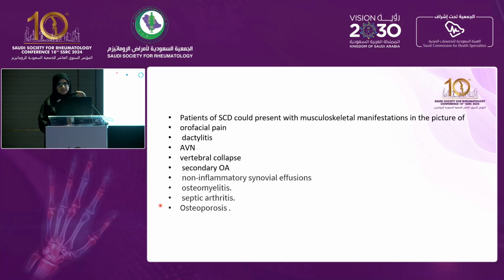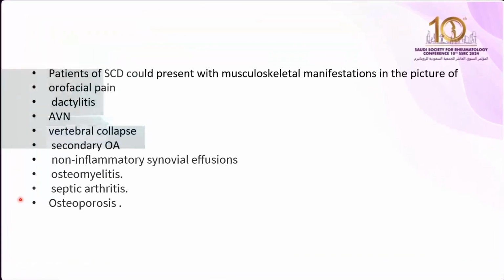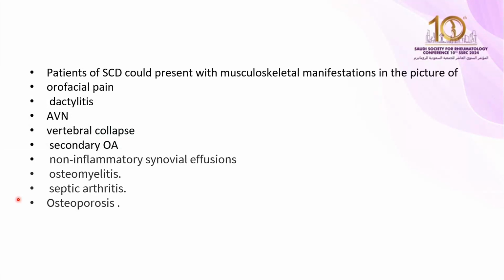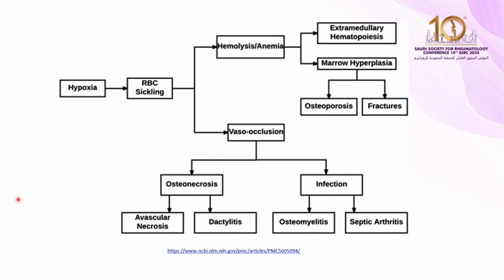The patient with sickle cell disease presents with bony pain and many musculoskeletal manifestations, including orofacial pain, dactylitis, avascular necrosis of the bone and joints, vertebral collapse, secondary osteoarthritis, non-inflammatory synovial effusion, osteomyelitis, septic arthritis, and osteoporosis. So we have to be aware of all these manifestations.